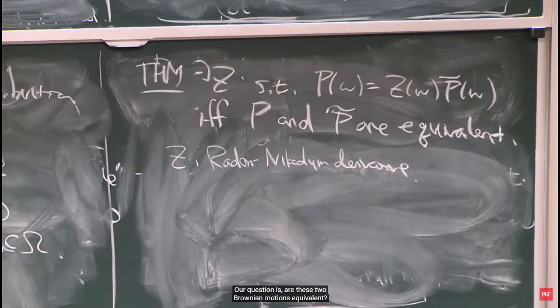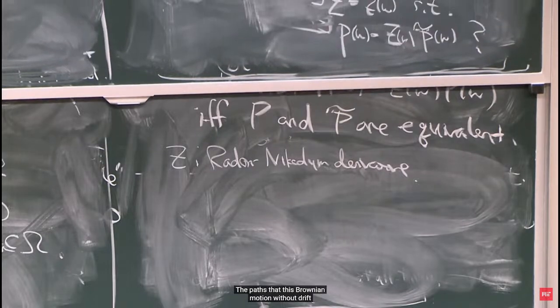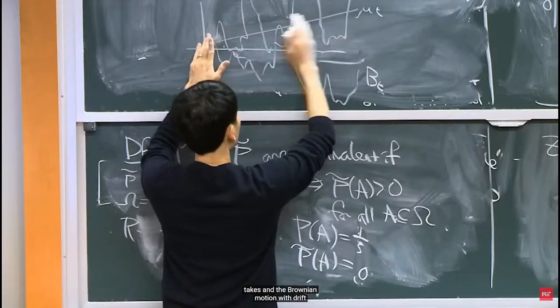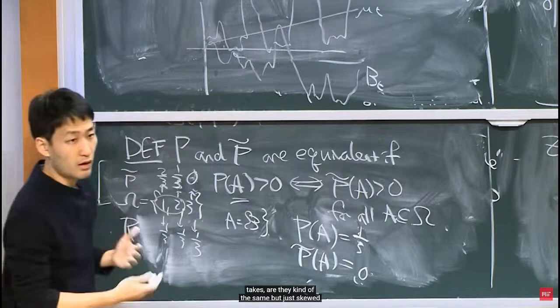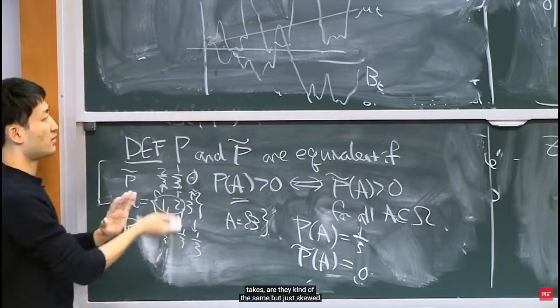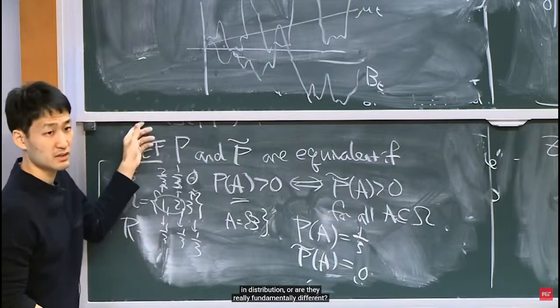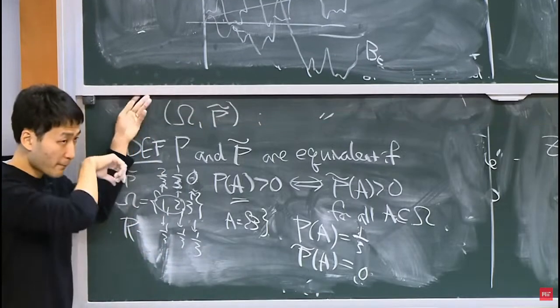Our question is, are these two Brownian motions equivalent? The paths that this Brownian motion without drift takes and the Brownian motion with drift takes, are they kind of the same but just skewed in distribution? Or are they really fundamentally different? That's the question.